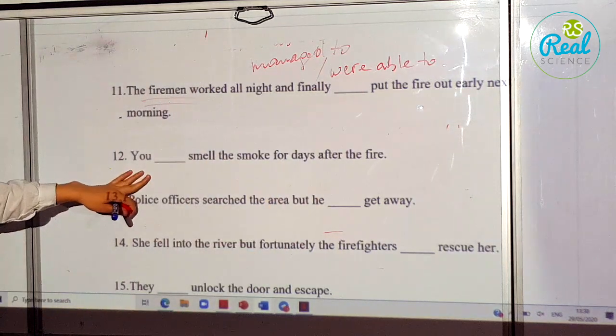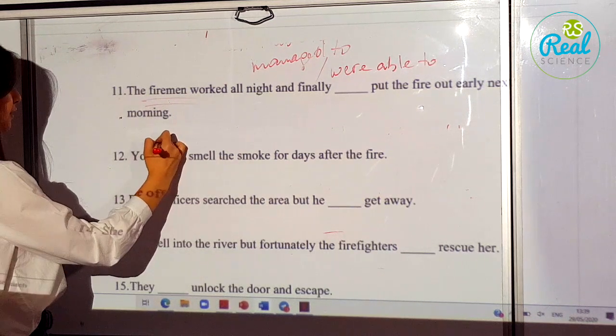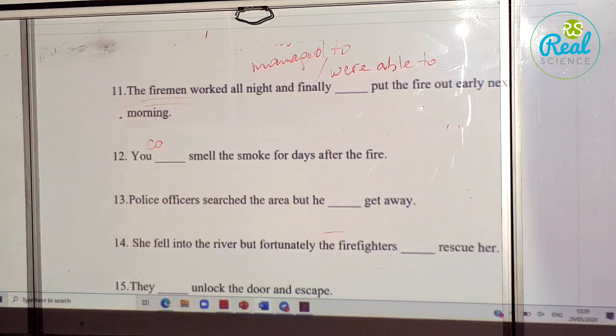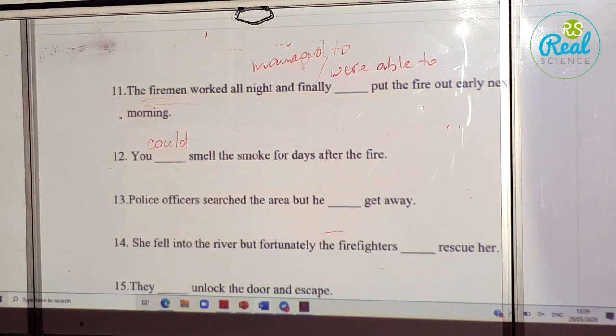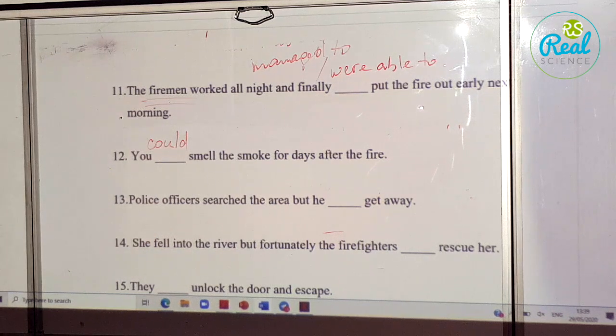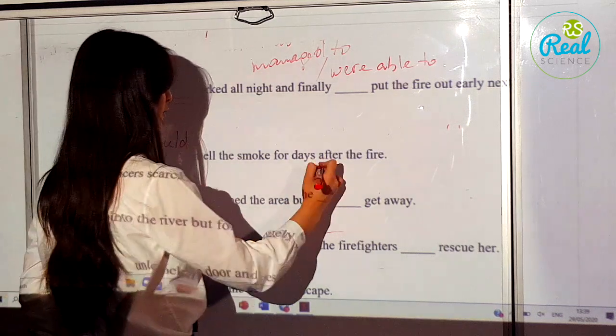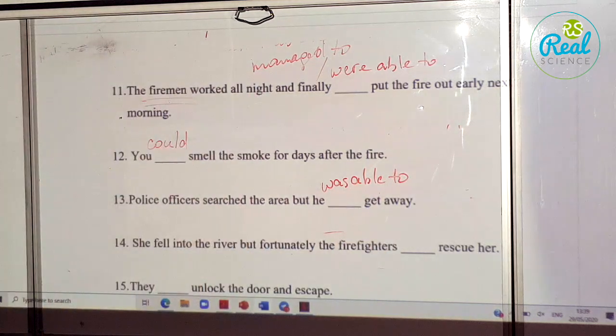Nice. Next one. "You could smell the smoke four days after the fire." You could. Very good. You could smell. Very good. Nice. Thirteenth. I want. "Police officers searched the area, but he was able to get away." He was able, very good, to get away. Okay, nice.